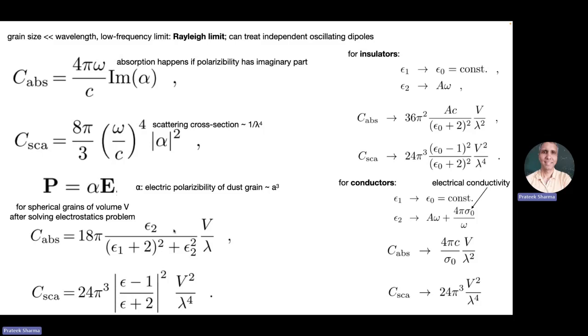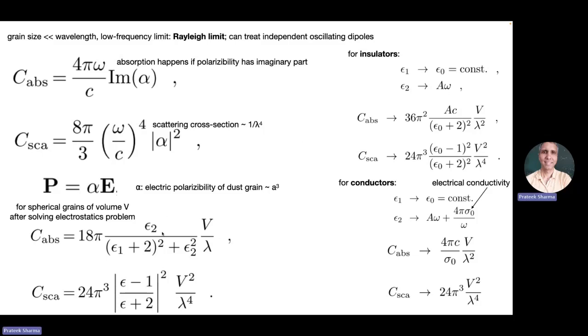So this is the general expression. Now you can actually see the dust grains can be made up of insulating material like silicates and so on. And it can also be made up of more conducting material. And so for the insulating materials, epsilon 1, the dissipative part of your dielectric function is a constant epsilon naught. Sorry, not epsilon 1, that is the real part. Epsilon 2 is the imaginary part.